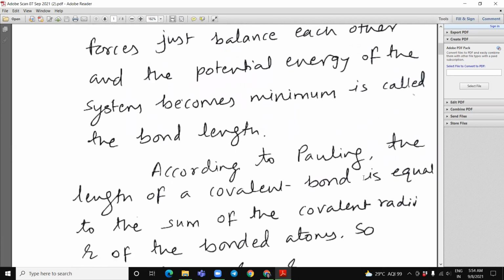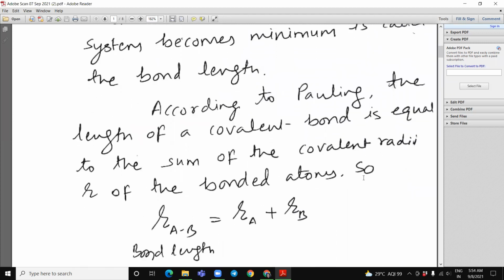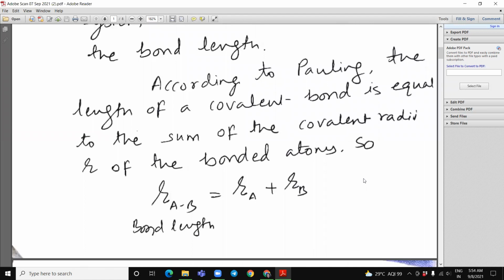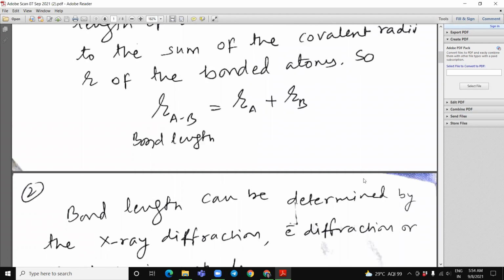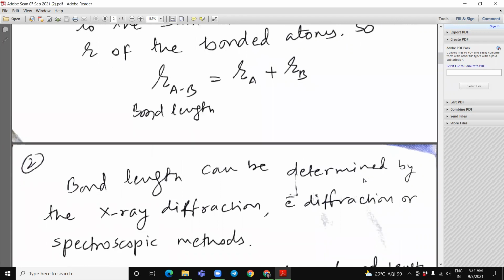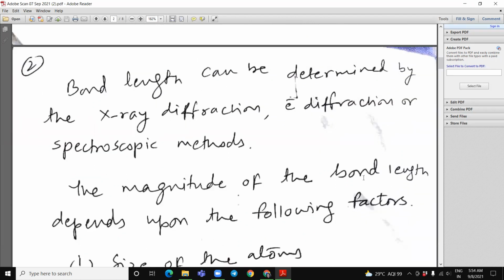According to Pauling, the length of a covalent bond is equal to the sum of the covalent radii of the bonded atoms. So bond length R between the A and B atoms is equal to radius of A plus radius of B. Bond length can be determined by X-ray diffraction, electron diffraction, or spectroscopic methods.